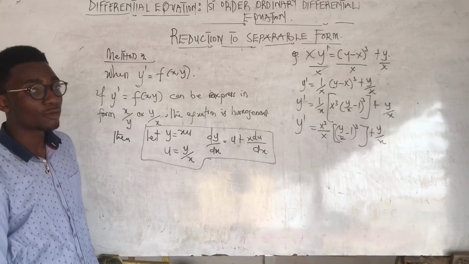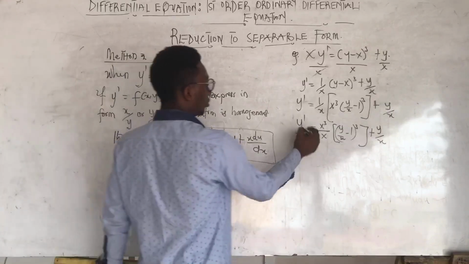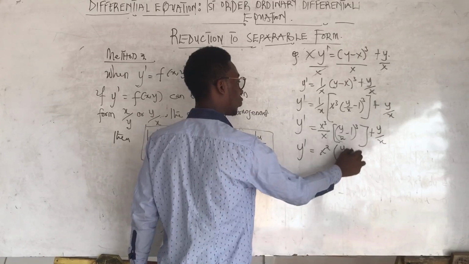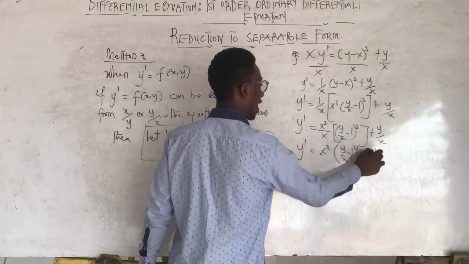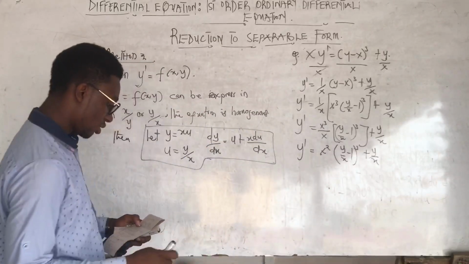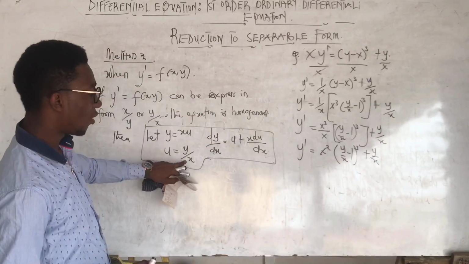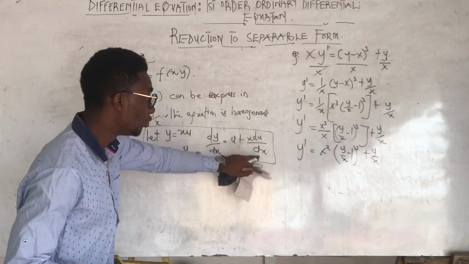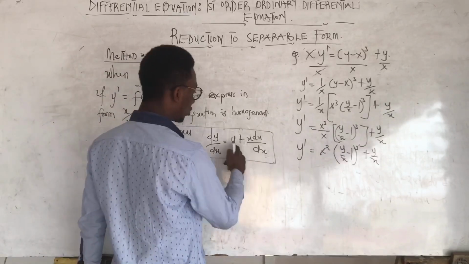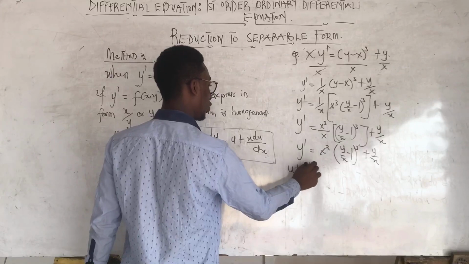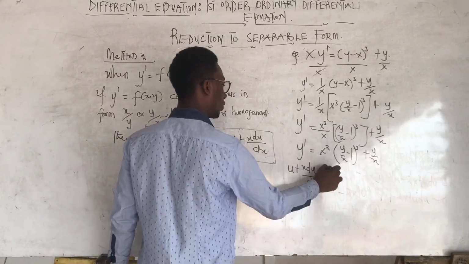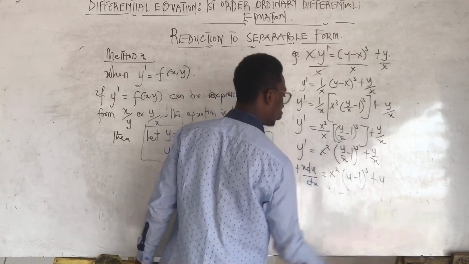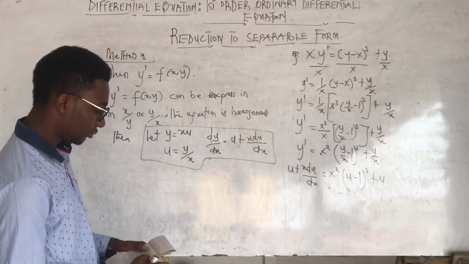Alright, so here we have y prime equal to x squared times (y/x minus 1) all cubed plus y/x. Whenever we see y/x, we put u over there. And whenever you see dy/dx, we put u plus x du/dx. So now dy/dx becomes u plus x du/dx, which will be equal to x squared times (u minus 1) cubed plus u.